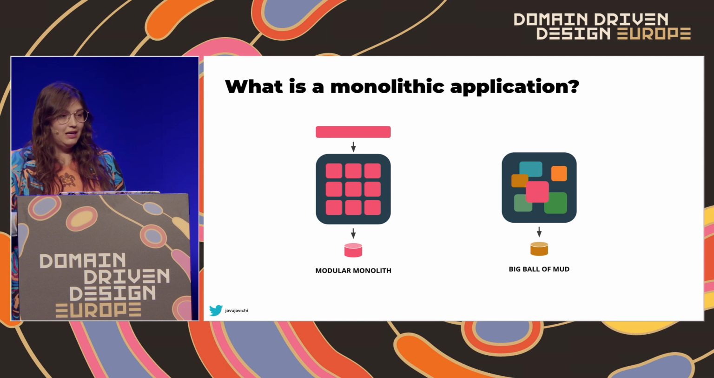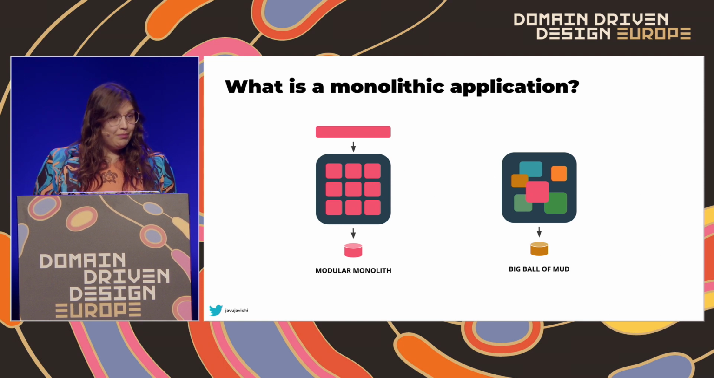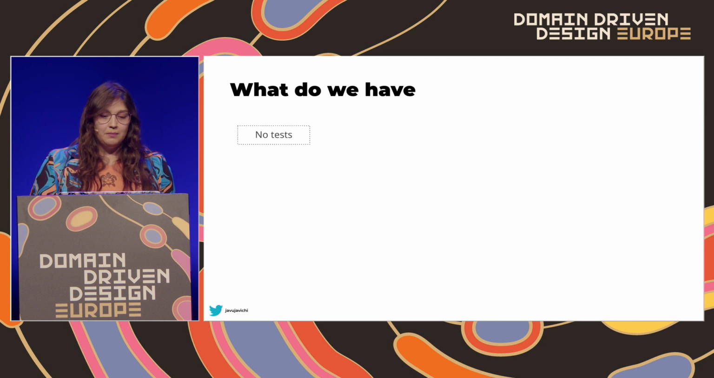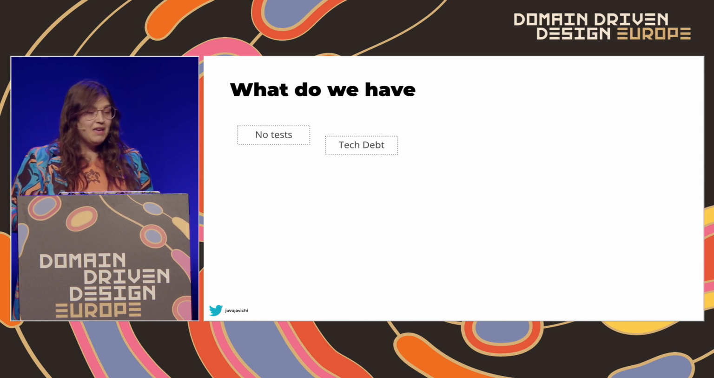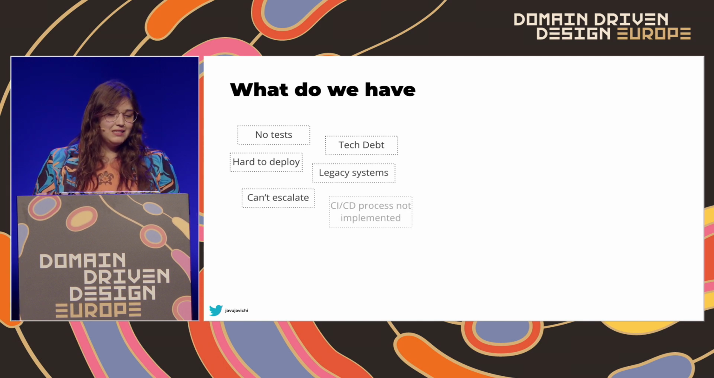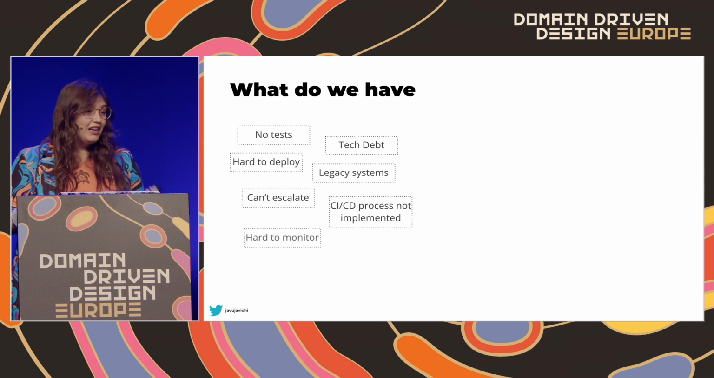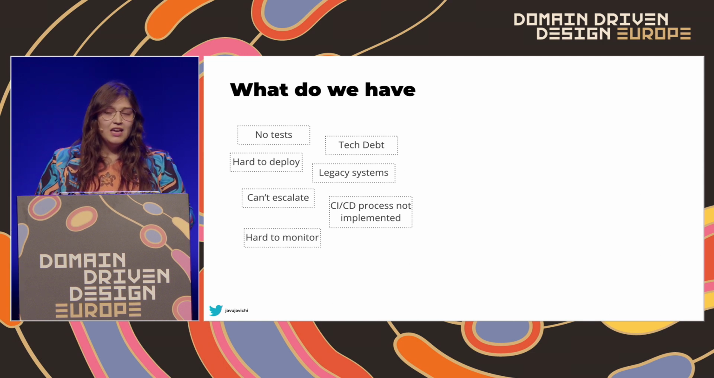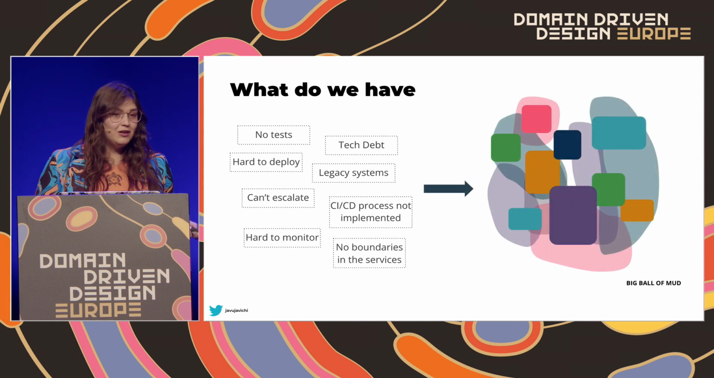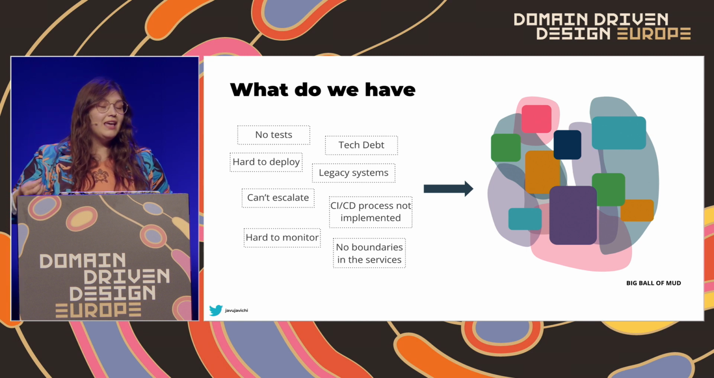If we zoom in on this big ball of mud, we might be able to relate it to our application. Why do we have this big ball of mud? Maybe because we don't have tests, maybe because we have tech debt, or it's hard to deploy. We are in a legacy system. It's hard to scale. The CI/CD processes are not implemented. Our culture is very hard. The monitoring is not working, and there are no boundaries in services. So here, maybe we can relate to this very coupled monolith.